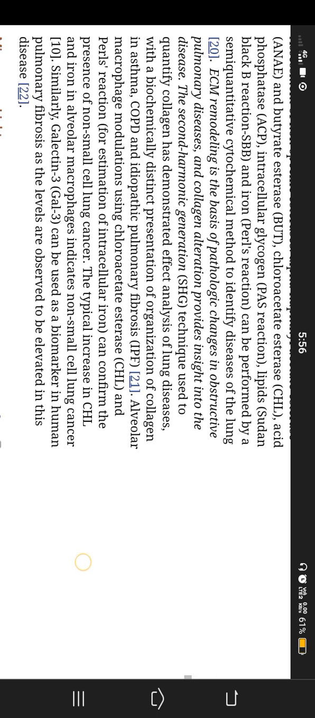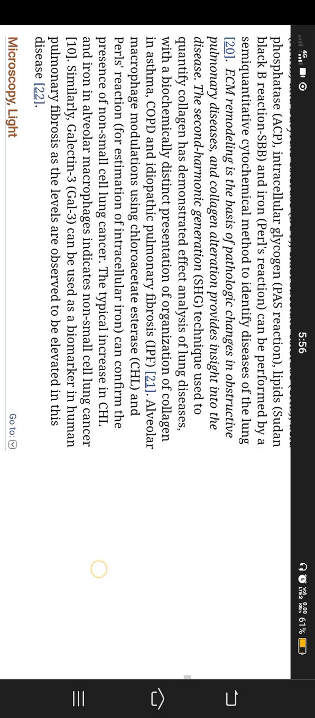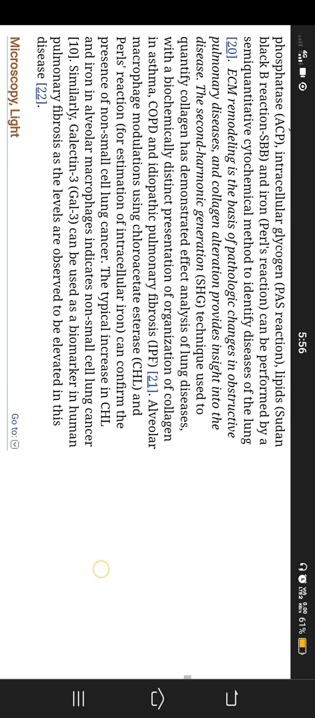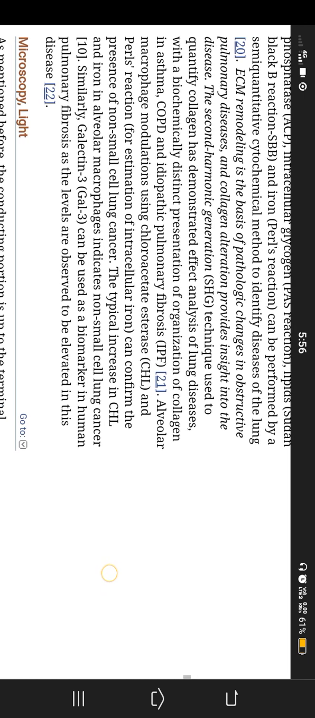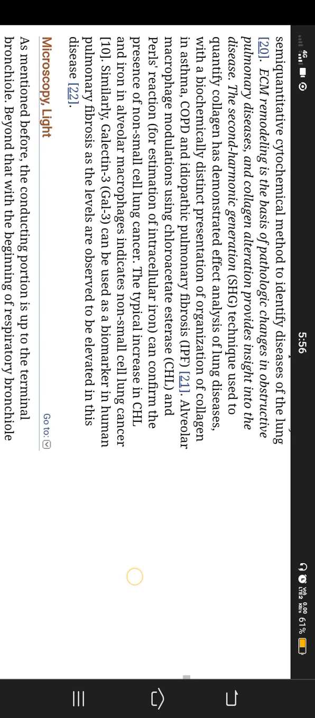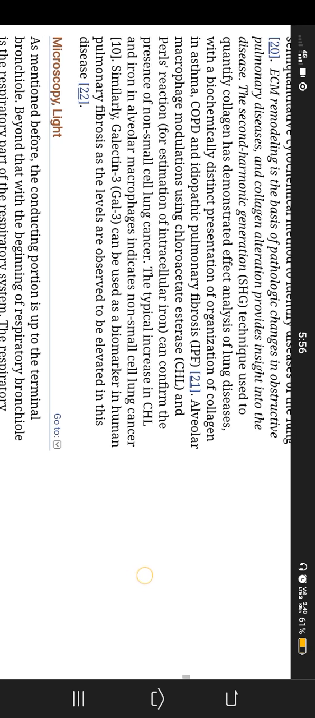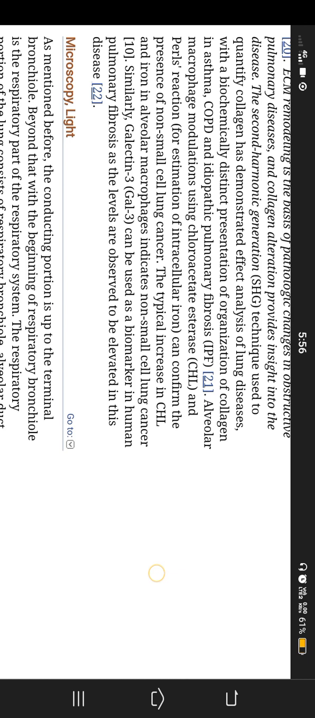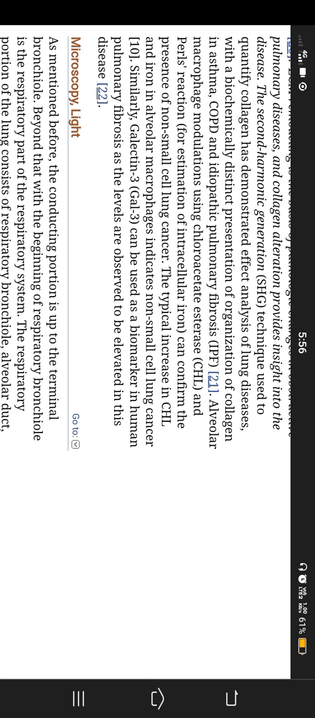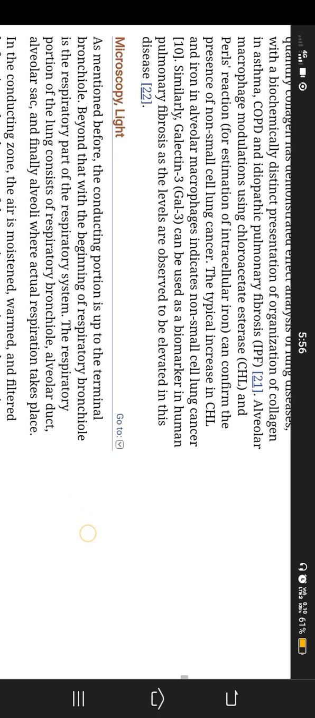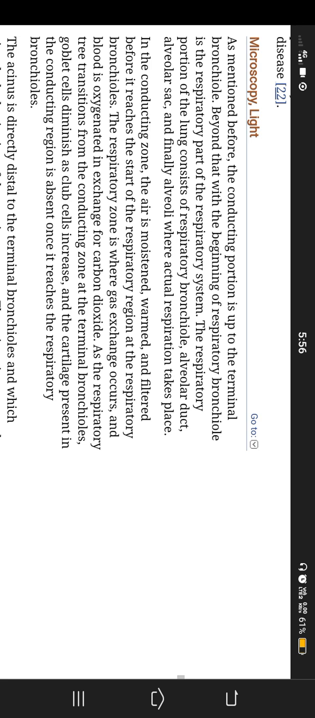Alveolar macrophage modulations using chloroacetate esterase and Perls reaction for estimation of intracellular iron can confirm the presence of known small cell lung cancer. The typical increase in CHL and iron in alveolar macrophages indicates non-small cell lung cancer. Similarly, galectin 3 can be used as a biomarker in human pulmonary fibrosis as the levels are observed to be elevated in this disease.